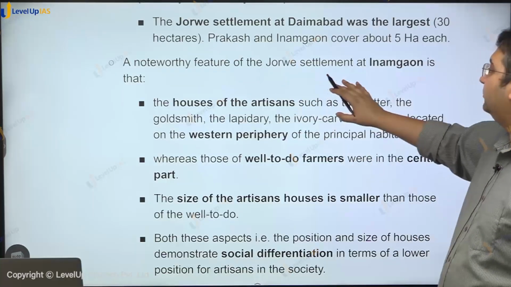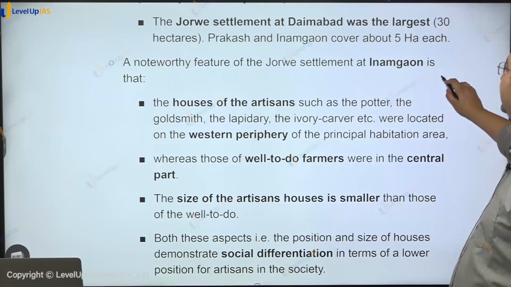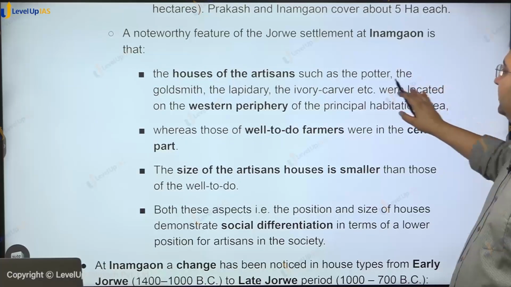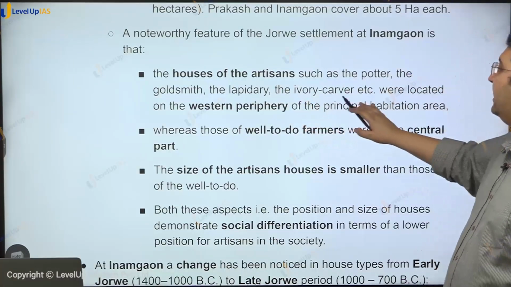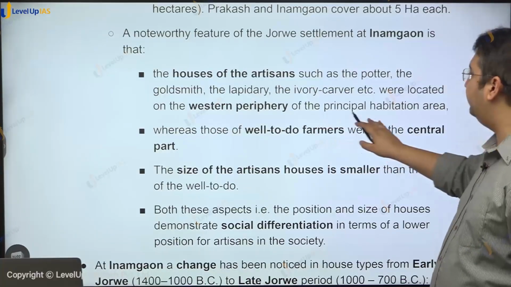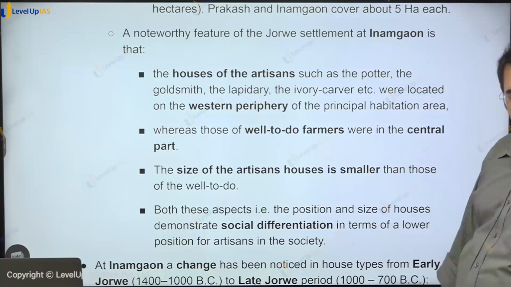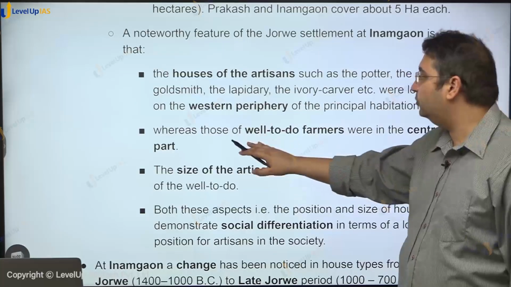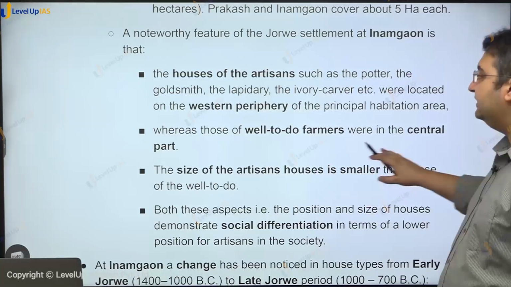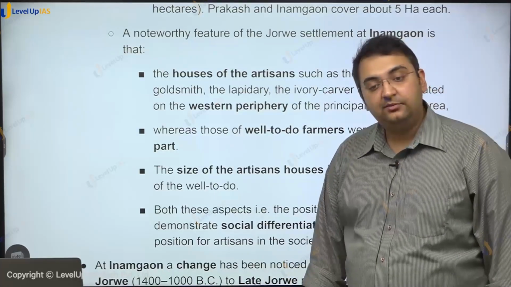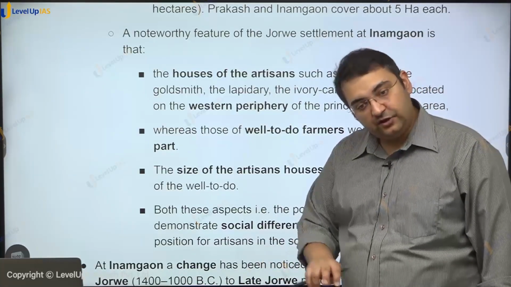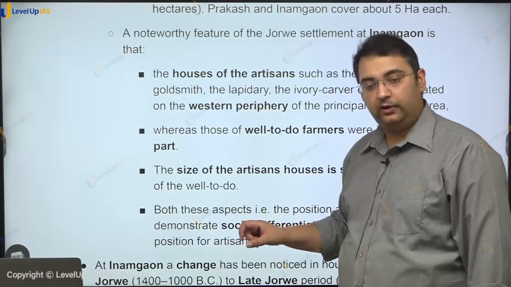Now, a noteworthy feature of the Jorwe settlement at Inamgaon is that the houses of the artisans such as potter, goldsmith, the lapidary, iron carver, etc., where were they located? On the western periphery of the principal habitation area. On the other hand, those of the well-to-do farmers, those of the rich farmers were located in the central part. क्या मतलब हुआ? That occupation-based and class-based division of the settlement was going on.